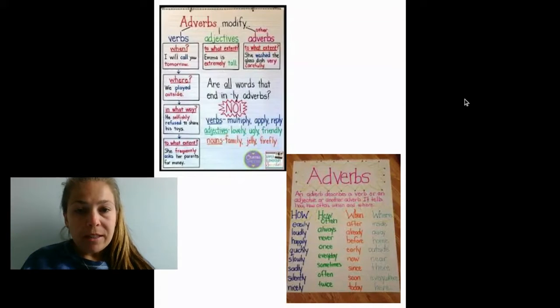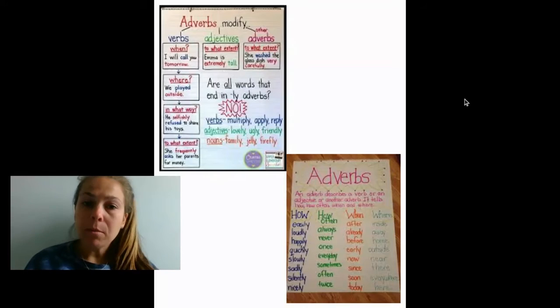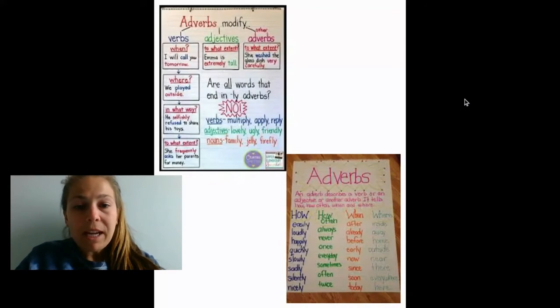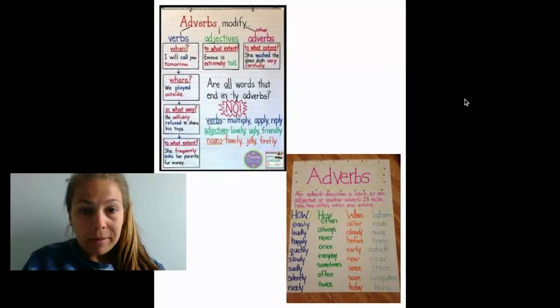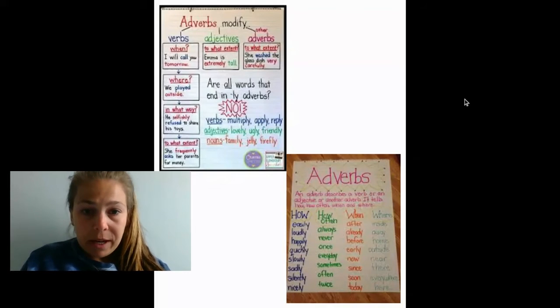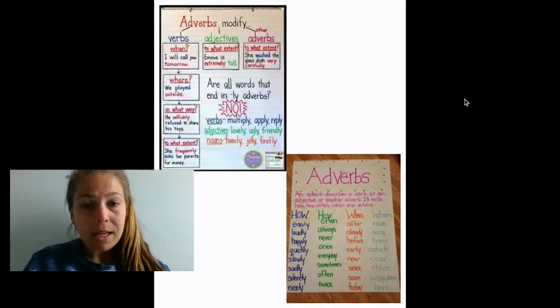So it says, I will call you tomorrow. So when am I going to call you? Tomorrow. Where? We played outside. Where did we play? Outside. So they're modifying the verb. In what way? He selfishly refused to share his toy. And then to what extent? She frequently asks her parents for money.